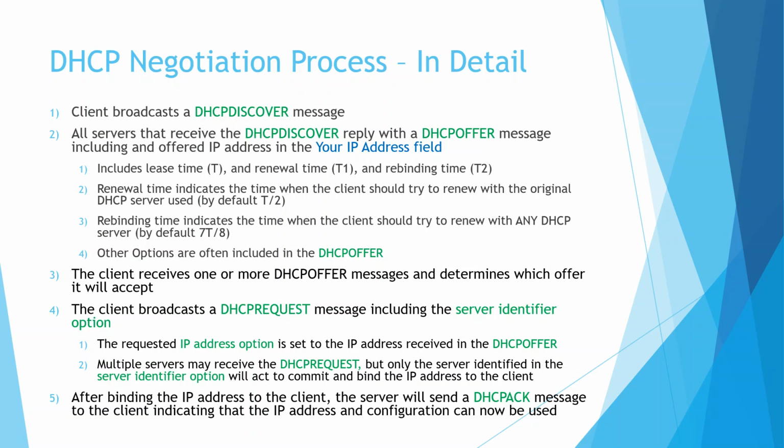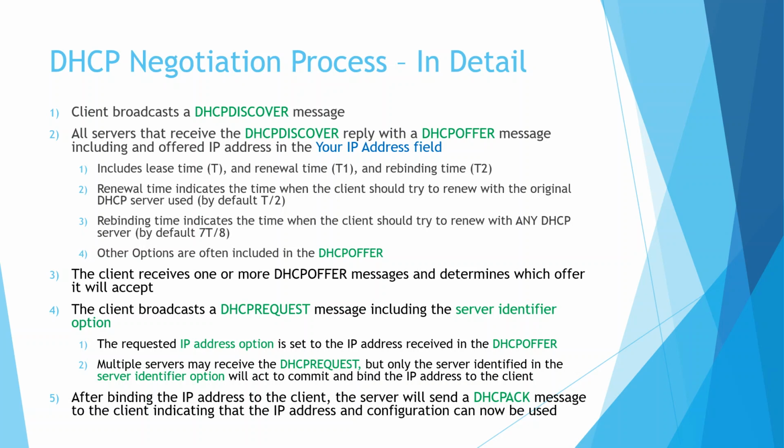So we broadcast our DHCP discover message. All the servers that receive that DHCP discover are going to reply with the DHCP offer message. And this is going to include the offered IP address in the your IP address field. So then in this DHCP offer, we're going to have lease time, and the lease time is going to be denoted by T. And then we're going to have renewal time, which is T1, and a rebinding time, which is going to be T2.